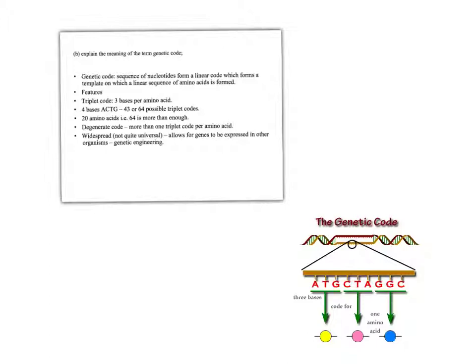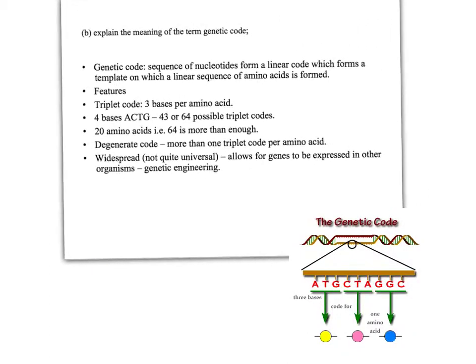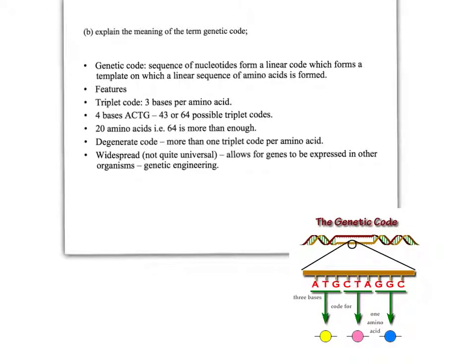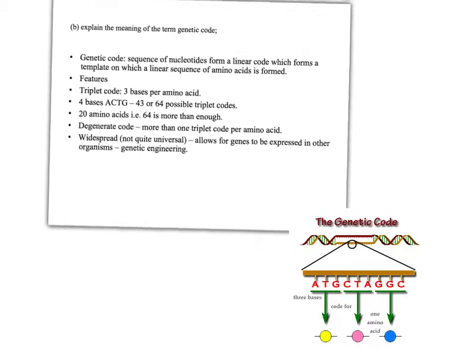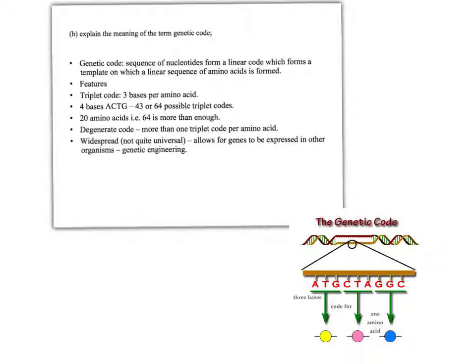Moving on to the next slide, explain the meaning of the term genetic code. Okay, so there are various features that the code has which constitutes a gene, and we call that the genetic code, i.e. how the genetic code works and the features of this genetic code.